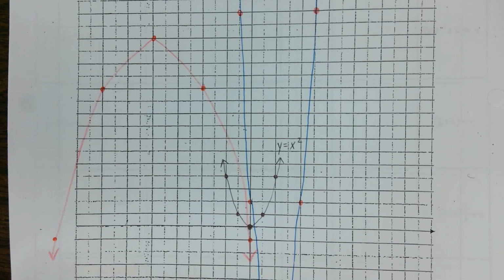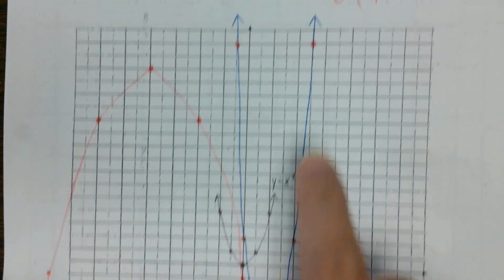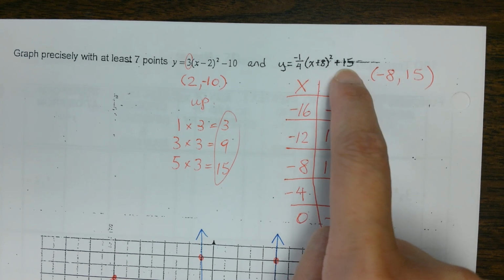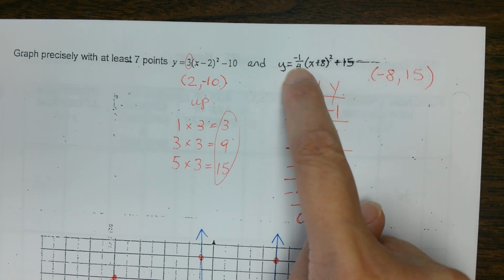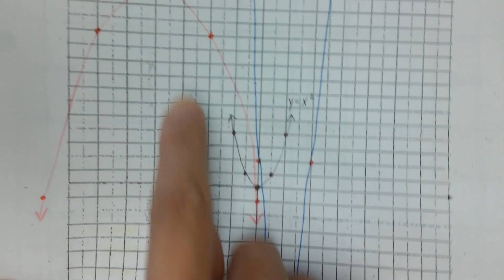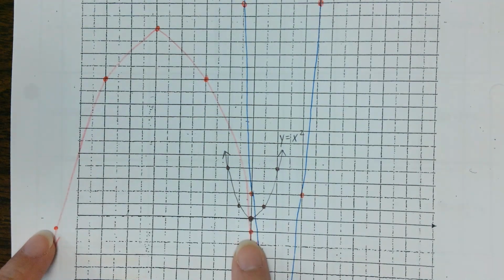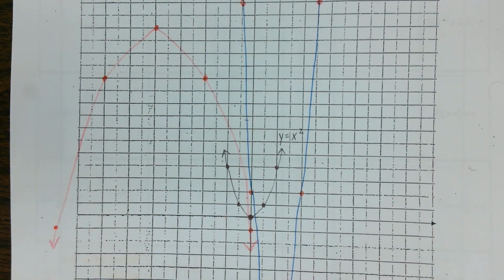And what I was saying, always verify looking at this. My vertex is -8 and 15, and it opens downwards looking wider. So -8 and 15 opens down, and it's wider than normal.